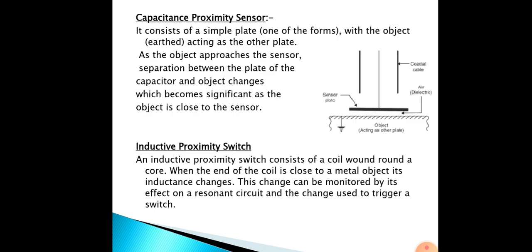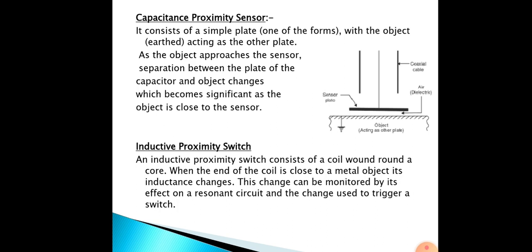The next one is the capacitive proximity sensor. It consists of a simple plate with the object acting as the other plate. As the object approaches the sensor, the separation between the plate of the capacitor and the object changes.